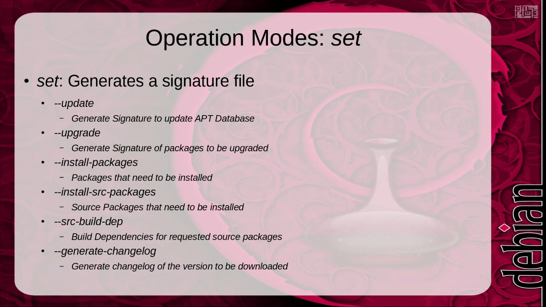You could use the upgrade option if you want to upgrade the list of installed packages on your offline machine, something like apt upgrade. You could also install new packages on the offline machine using the install packages option, which is something like apt install a package name.